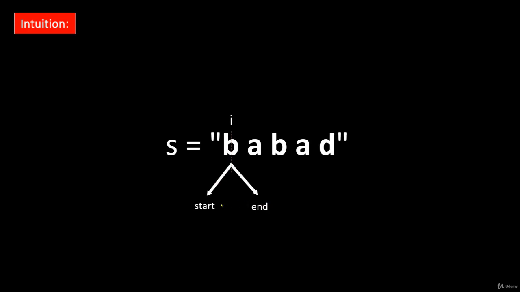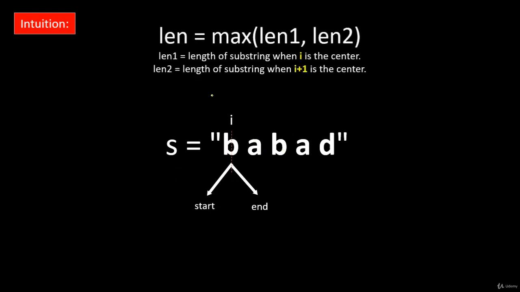For the sake of understanding, let's assume we're given a string equals to BABAD. First, our goal is to find the length. The length is max of length 1 and length 2. Length 1 equals the length of the palindromic substring when i is the center. Length 2 is when i plus 1 is the center. For each iteration we have two centers, i and i plus 1.